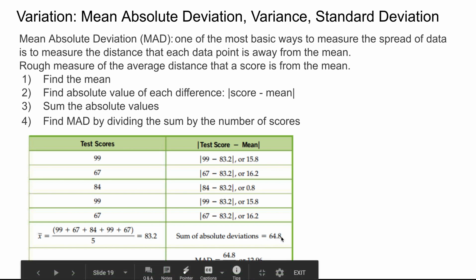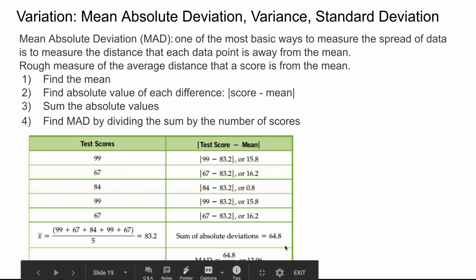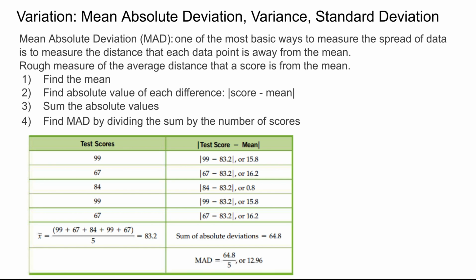Then you're gonna add them together, that's the sum. But it's mean absolute deviation. So you're gonna find the mean of the absolute value deviations, which means this is a sum, so you're gonna divide that by the number of items. So divide that by 5 and you get 12.96. Okay, that is called mean absolute deviation.